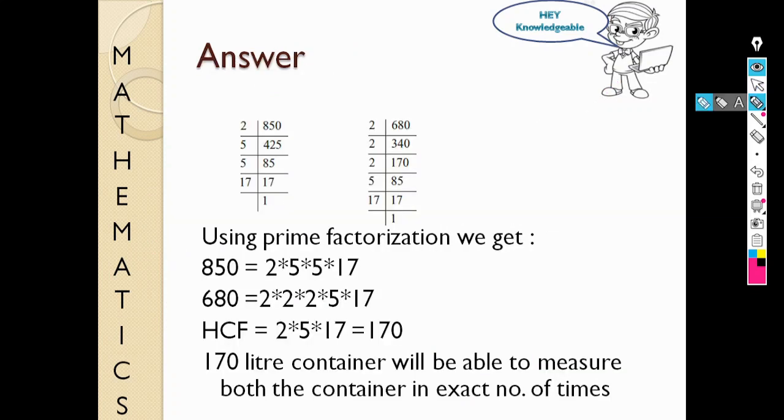So coming to the answer, we will go with the prime factorization method. The prime factorization of 850 would be 2 into 5 into 5 into 17, as shown here. In the same way, the prime factorization of 680 would be 2 into 2 into 2 into 5 into 17. If you see the common factors, 2 is a common factor, 5 is a common factor, and 17 is a common factor. So HCF is 2 into 5 into 17, that is 170. So a 170 liter container will be able to measure both the tankers in an exact number of times.